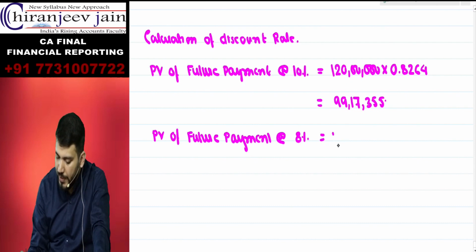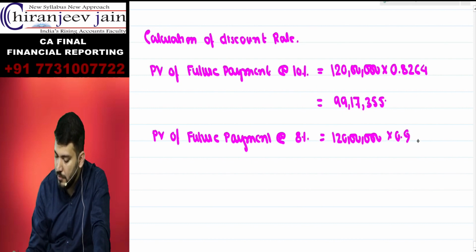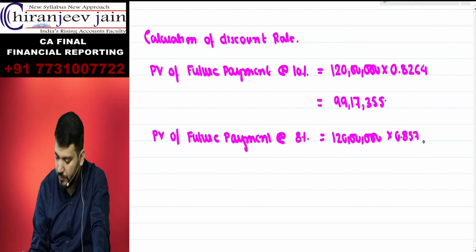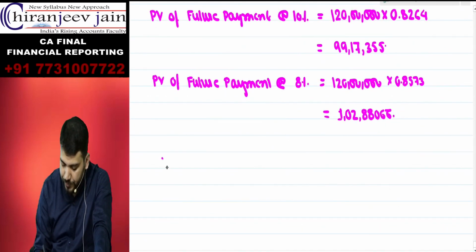So 1 crore 20 lakh into 0.85, 8573. Batao. 1 crore 2 lakh 88,067.6. Now we can find out the discount rate.